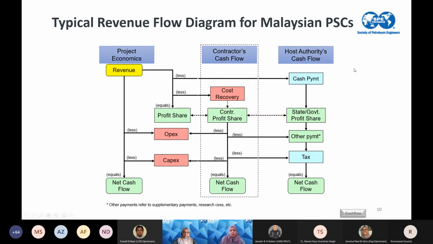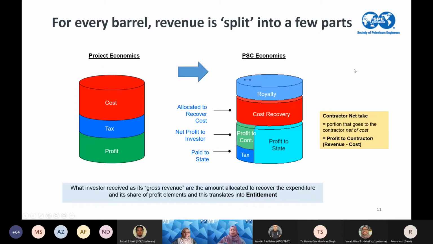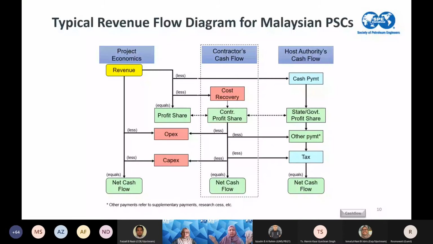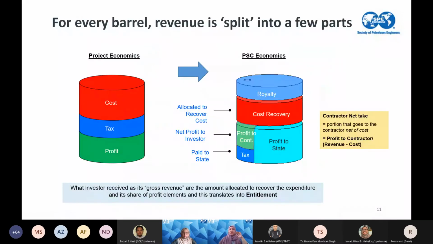Okay, let's move along to the next part, which is about the barrel split. Now, if we go back to this, you can see how much of this goes everywhere. So you can simplify this by looking at it from the point of view of a barrel. You've got project economics, where the barrel is the revenue itself, 100% revenue. Part of it goes to cost, part of it goes to tax, and some of it remains as profit. In the PSC economics, the barrel looks very different.